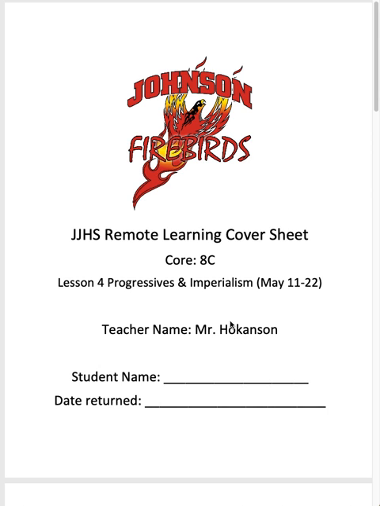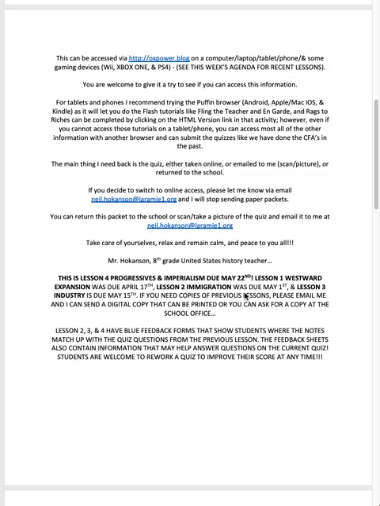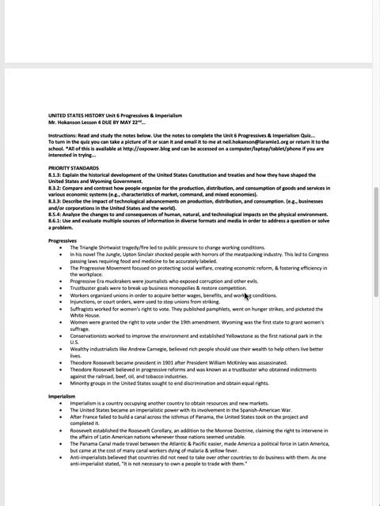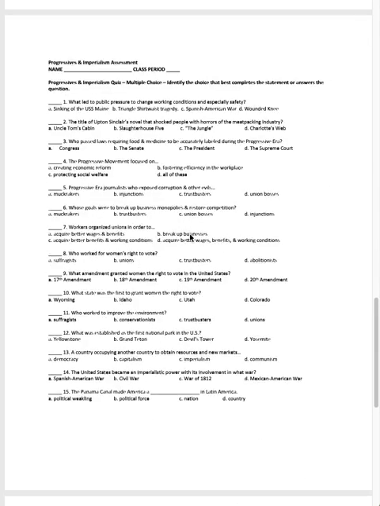When you go to work through your packet, in this case I have Lesson 4, Progressive Imperialism, you've got your cover sheet with some information on the back of that sheet, and instructions. And then when you get to this sheet, in the case of Lesson 4, these are the notes. So you have information from Unit 6 on progressives and imperialism. So you're going to read through this information, study it, then use this information to complete this quiz.